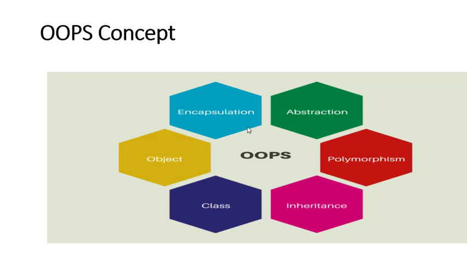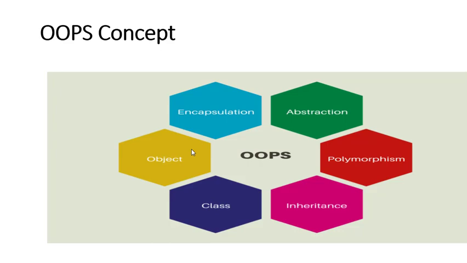Encapsulation is wrapping data and functions into a single unit. Abstraction is showing only the necessary part and hiding the implementation. Polymorphism is the ability of data to be processed in more than one form. And inheritance is getting one class's properties into another class. These are the concepts we will discuss in depth in OOPS, one by one.